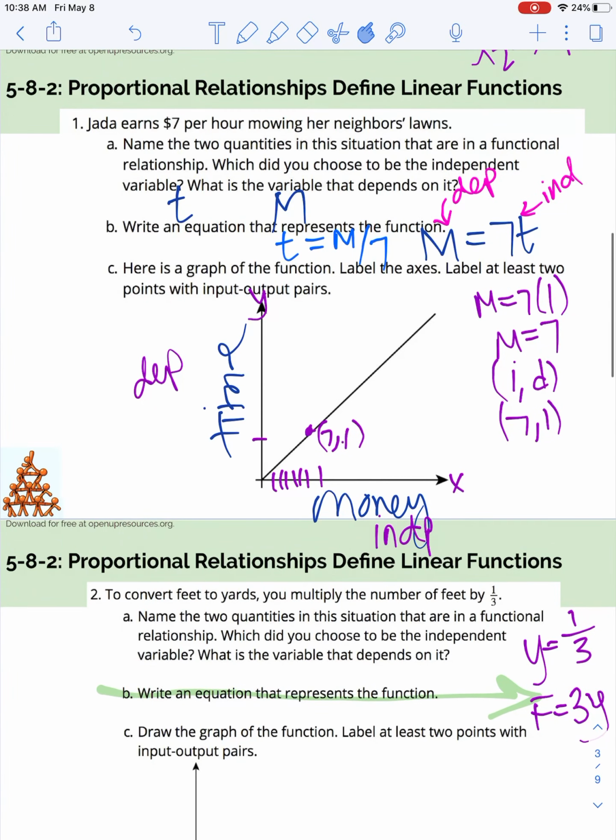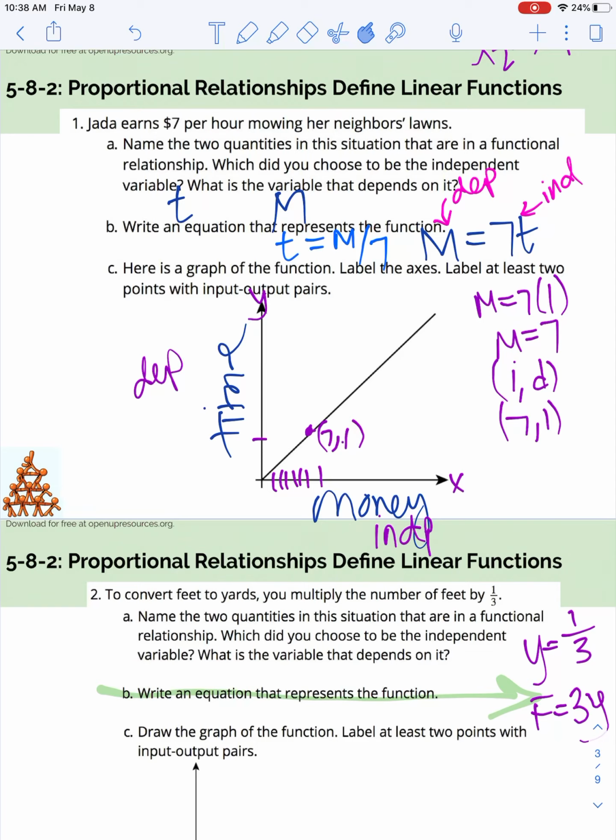Okay, the second activity was talking about Jada earning $7 per hour mowing her neighbor's lawn. Part A wanted to know the two quantities in this situation that are in a functional relationship. What's the independent variable? What's the dependent variable? So T stands for time and M stands for money. You could have used different letters, of course.